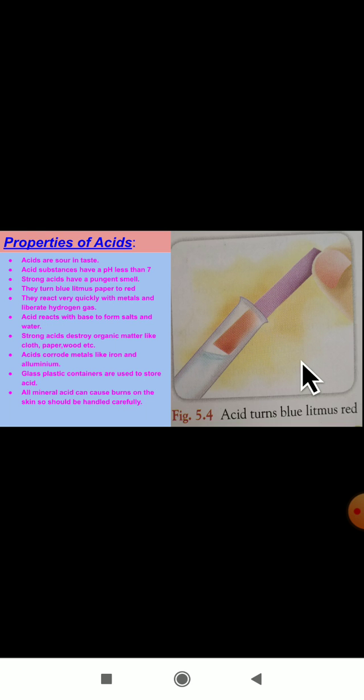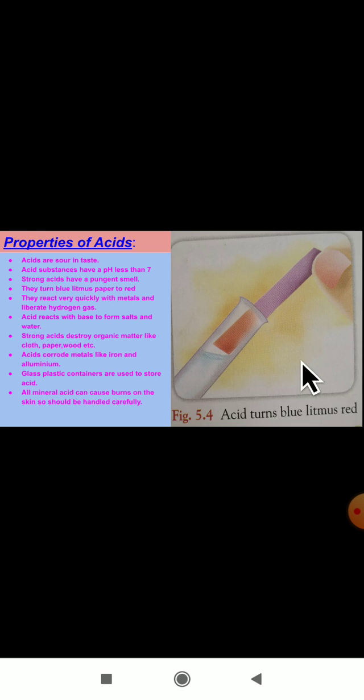Strong acids destroy organic matter like cloth, paper and wood. See, if some strong acid falls on wood or cloth, it will damage that cloth, it will damage that paper, it may damage that wood also. Acids corrode metals like iron and aluminium.